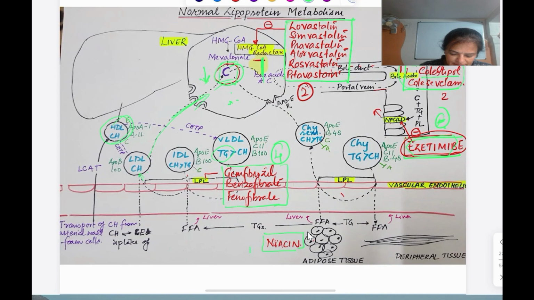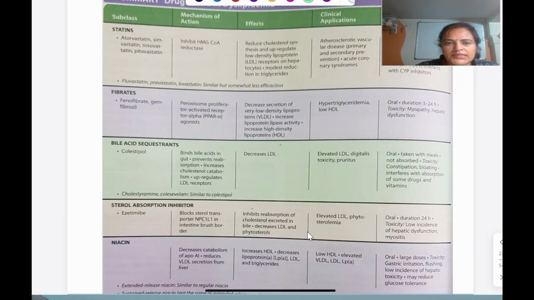Then the 5th one is niacin. Niacin inhibits lipolysis at the adipose tissue, and thus decreases the availability of free fatty acid and triglyceride, so the influx into the liver decreases, and ultimately the availability of that triglyceride for VLDL is decreased. If this is decreased, then ultimately intermediate density lipoprotein and low density lipoprotein will all be decreased. So that's all about this.